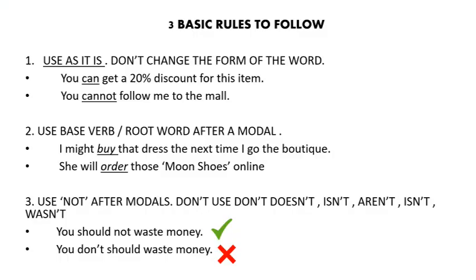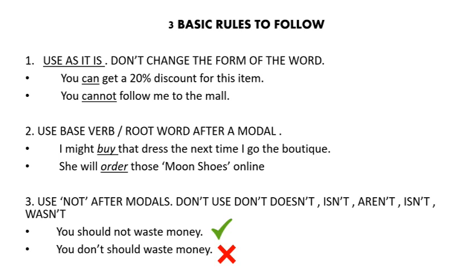Let's take a look. The first one is, use modal verbs as it is. Don't change the form of the word. For example, the sentence, you can get a 20% discount for this item. You use the word can. Please don't change the word can into present, past or future. It doesn't have all those structures. Okay? What is the second basic rule?